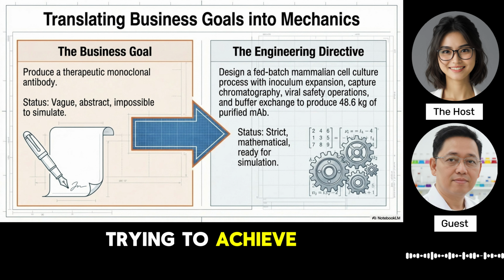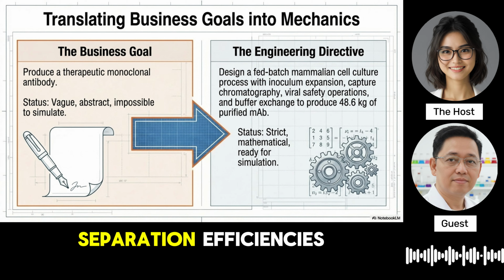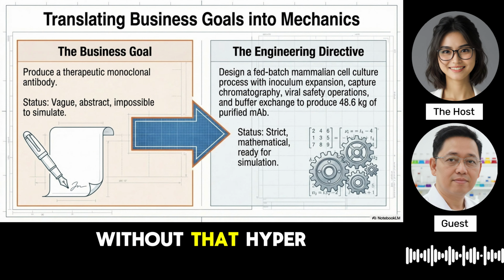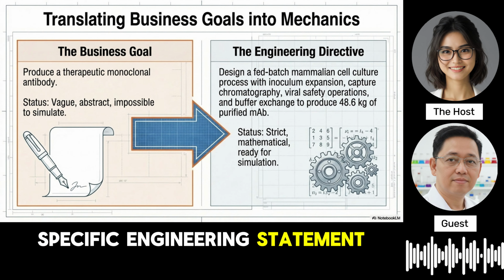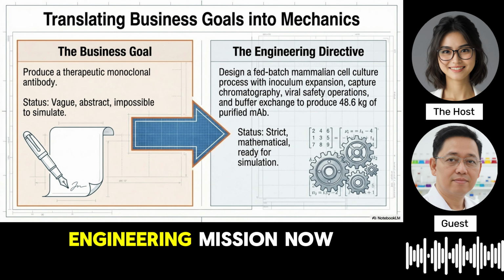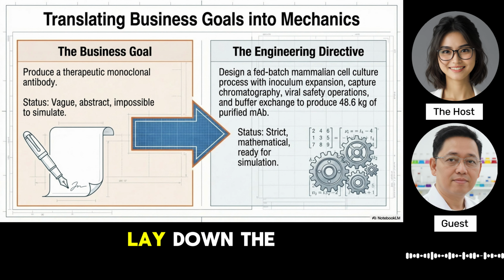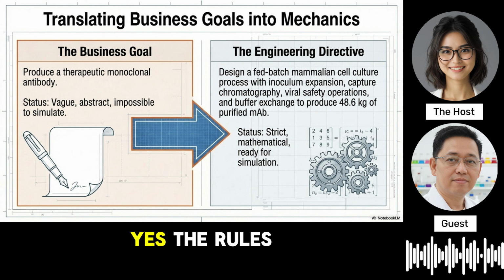Exactly why that translation is vital. A computer doesn't know what a medicine is, but it absolutely understands operating modes, flow rates, and separation efficiencies. Without that hyper-specific engineering statement, there's no simulation. So far, we've seen how a vague business goal must be translated into a highly specific engineering mission. Now that the software understands the mission, we have to lay down the absolute rules of the game. Yes, the rules are crucial.